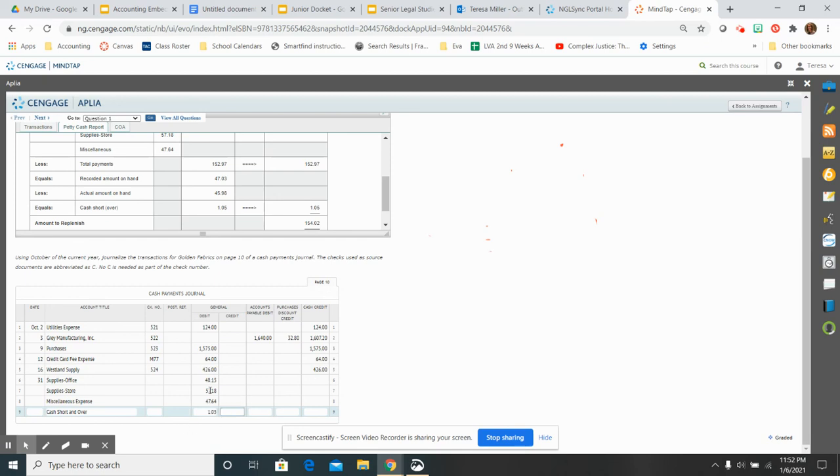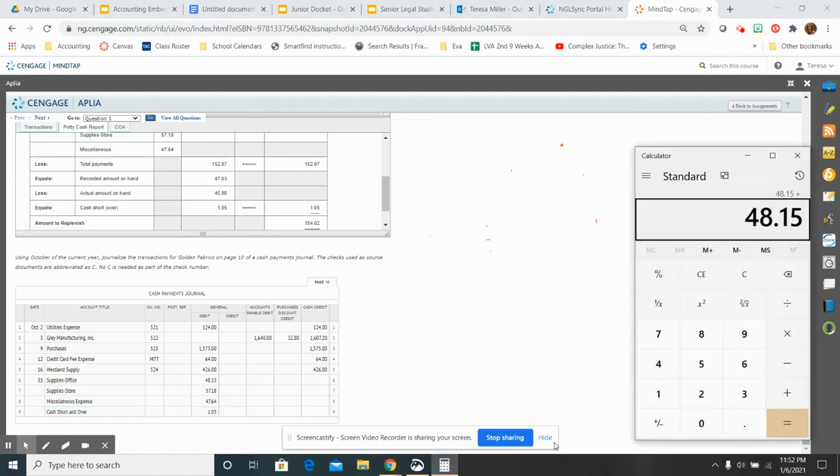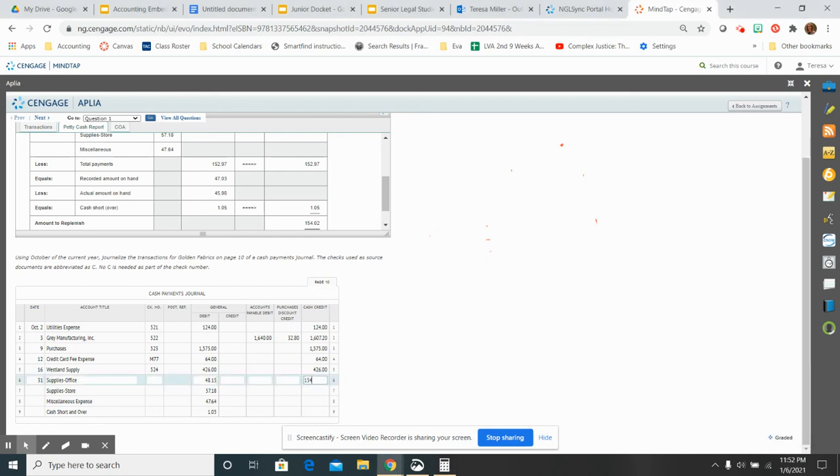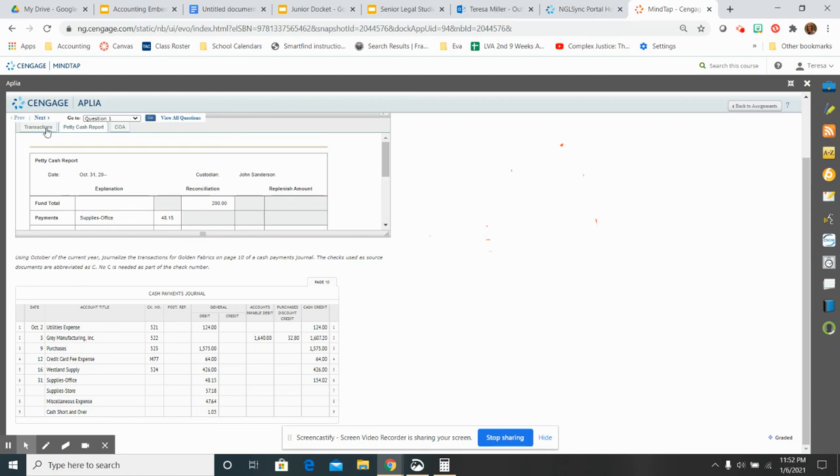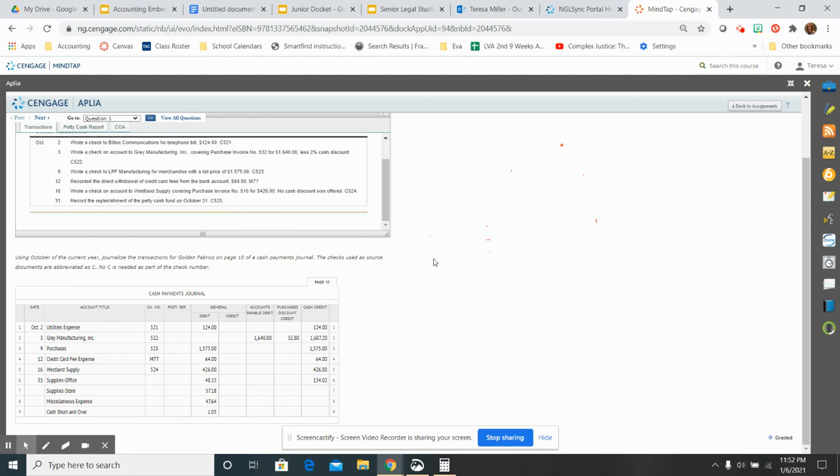We want to add up our 4 debits just to verify that we've recorded them correctly. And that should match the value of the check to be replenished, or the amount to be replenished. So the amount of our check is $154.02. And that is the last transaction. So I want you to go ahead. Walking through this with me, you should have a flawless submission for working together. And now I want you to do the work on your own and submit it before the end of class.